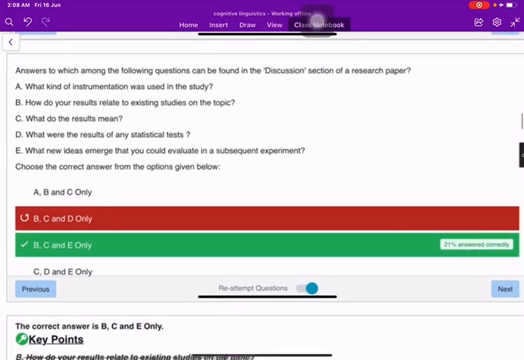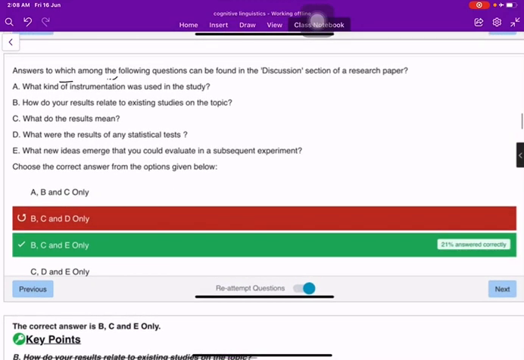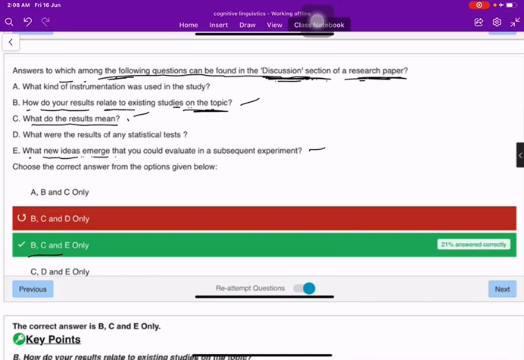Now, answers to which among the following questions can be found in the discussion section in a research paper? So that's B, C, and E. B: How do your results relate to existing studies on the topic? C: What do the results mean? And E: What new ideas emerged that you could evaluate in a subsequent experiment?